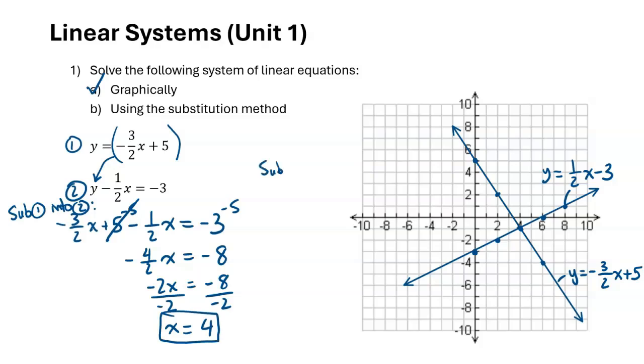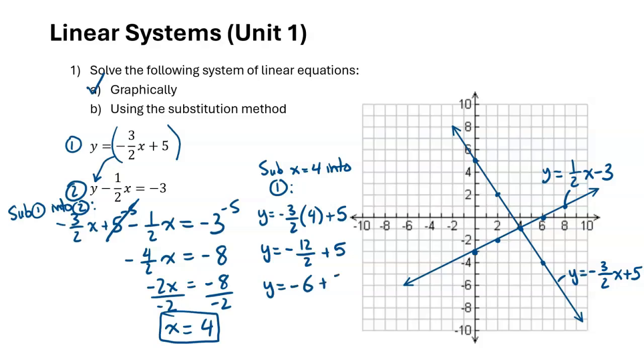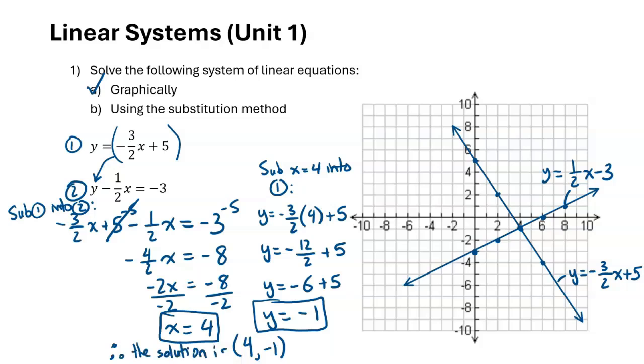Now we're not done yet because we need to substitute that x equals 4 into one of the two equations. It's easier to sub it into the first one because y is already isolated. So I'm going to write y equals -3/2 times 4 plus 5. Now I'm going to just go -3 times 4, which is -12/2, plus 5, that's -6. -6 plus 5 is -1. So our solution for this is the x term first, followed by the y: 4, -1. And we say, therefore, the solution to the system of linear equations is that.